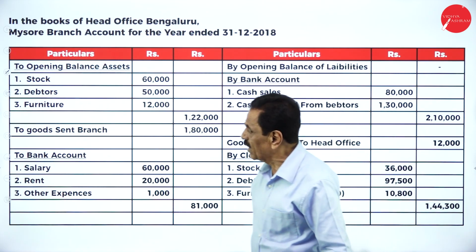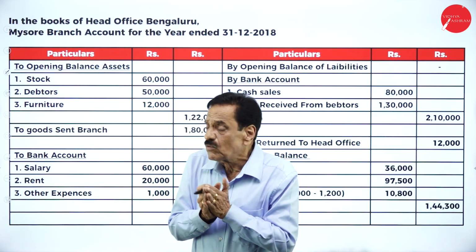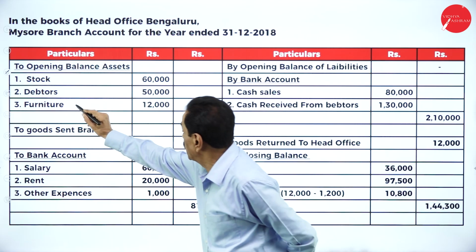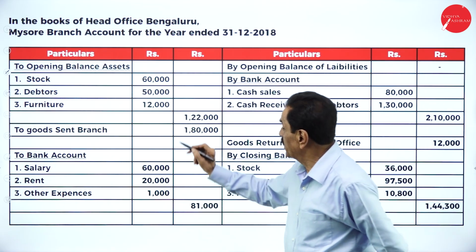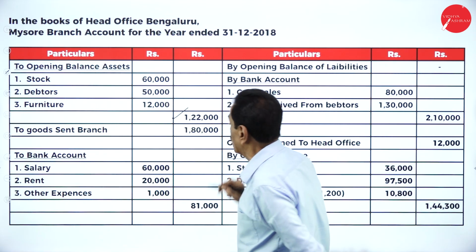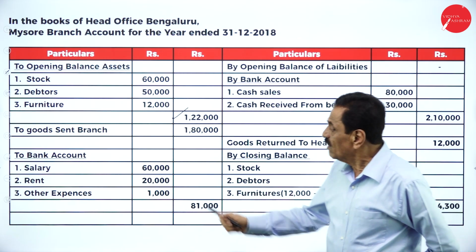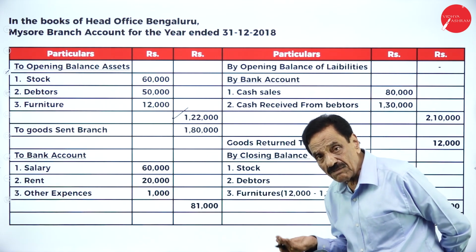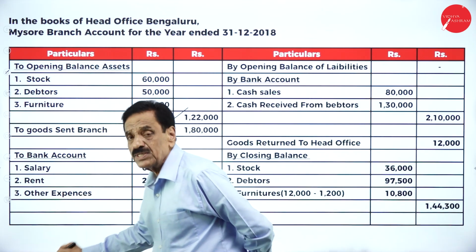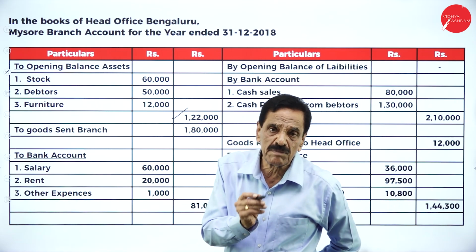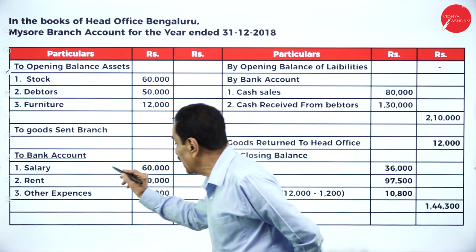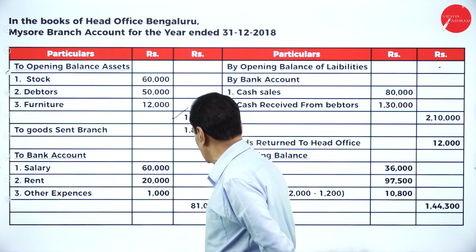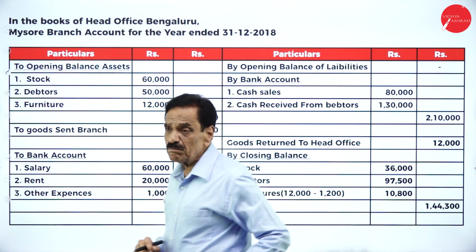If you prepare the branch account, how I told you, opening balances first. What are the opening balances of assets? Opening stock 60,000, opening debtor 50,000, opening furniture 12,000. The total amount available is 1,22,000. We have sent goods to branch 1,80,000. This is the goods sent by the head office to the branch account. These are all the expenses met by the head office on behalf of the branch. The expenditures are salary 60,000, rent 20,000, miscellaneous or other expenses 1,000, totally 81,000. Come back to the credit side.